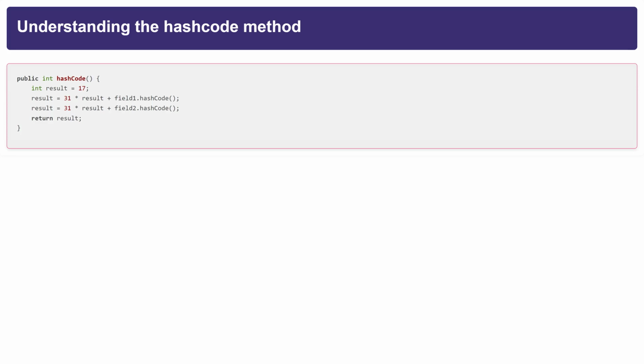The hashcode method can be overridden as follows. First, initialize a result variable with a prime number, e.g. 17. Then, for each field used in the equals method, multiply the result by a prime number, e.g. 31, and add the hashcode of the field. Finally, return the calculated result.